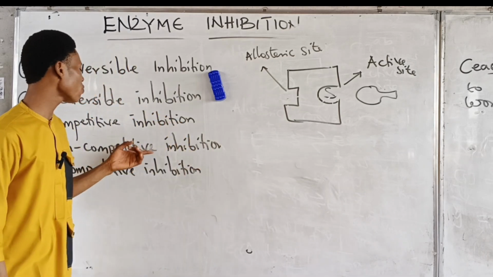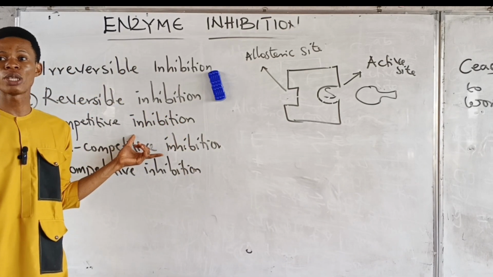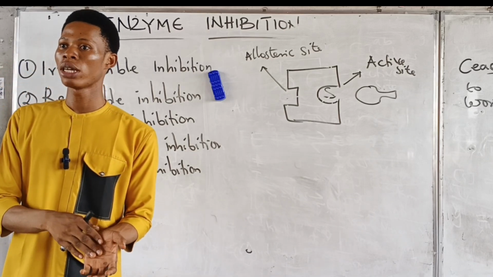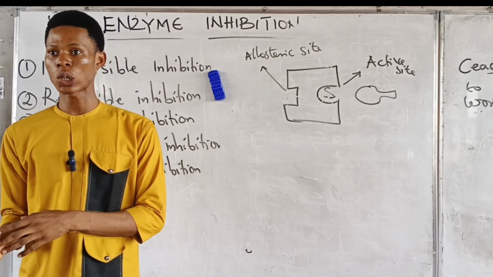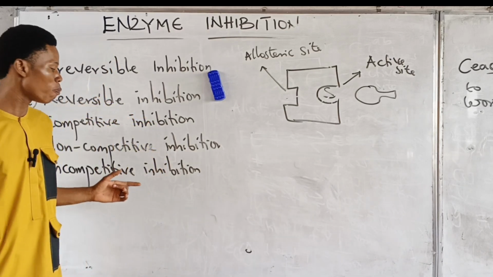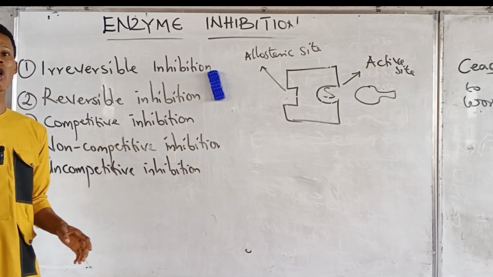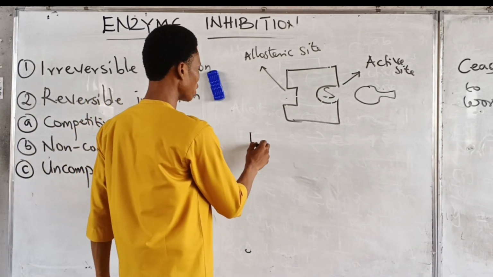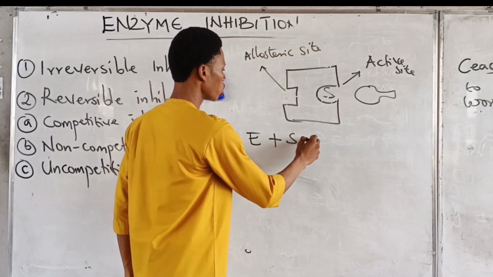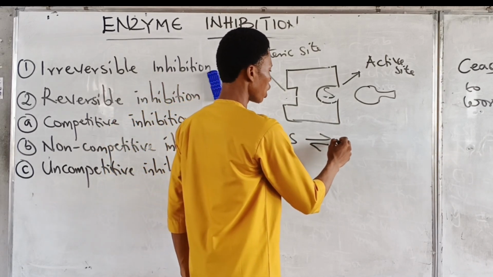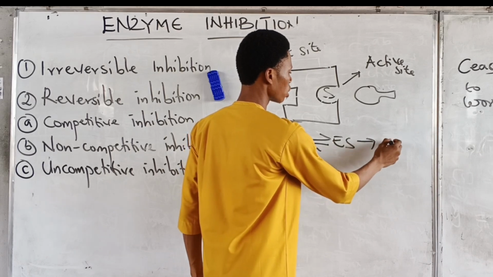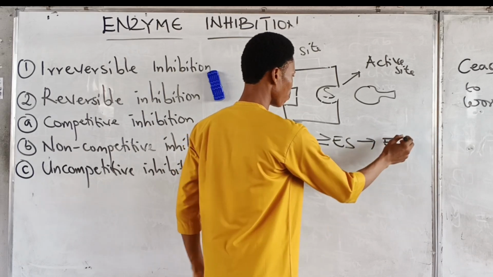Yes. In competitive inhibition, competitive inhibitors can bind to free enzyme. They can bind to enzyme substrate complex, right? But uncompetitive inhibitors can only bind to enzyme substrate complex. So if we have something like this, enzyme plus substrate to give enzyme substrate complex, and catalysis takes place to give us enzyme plus product.